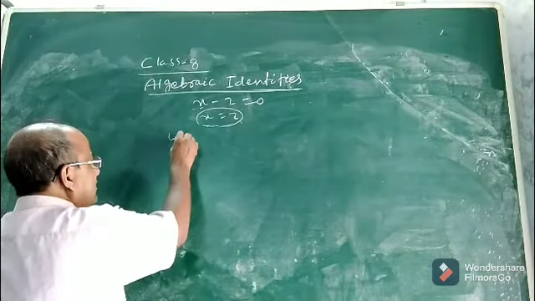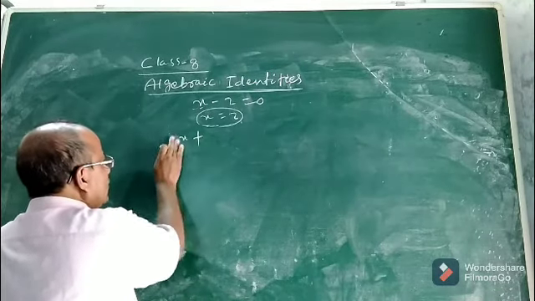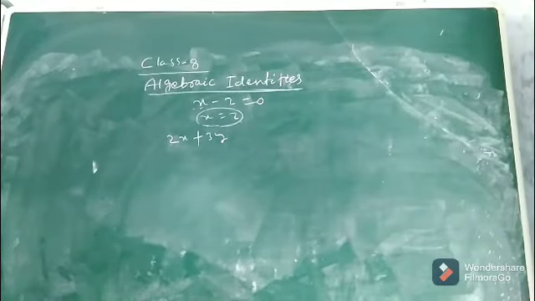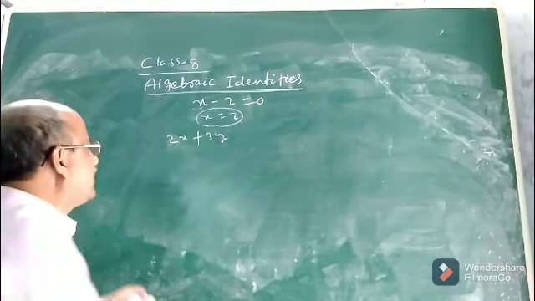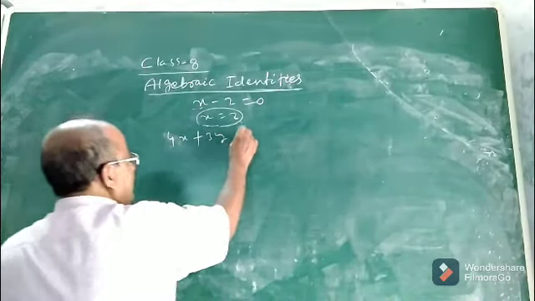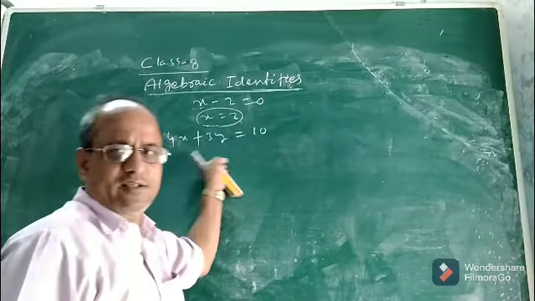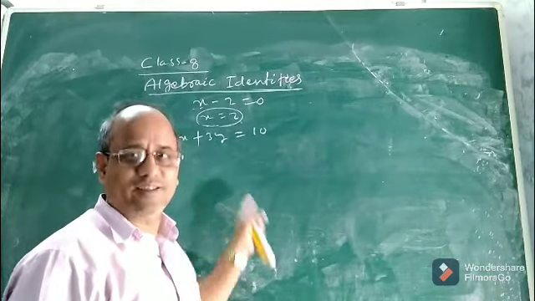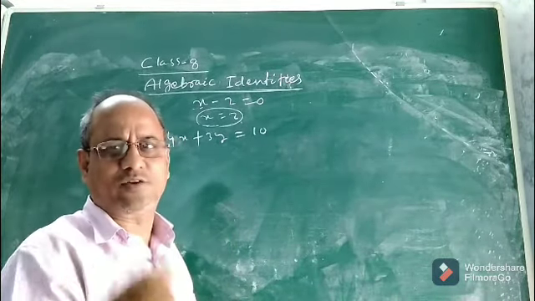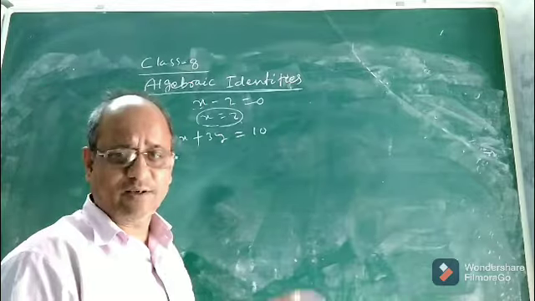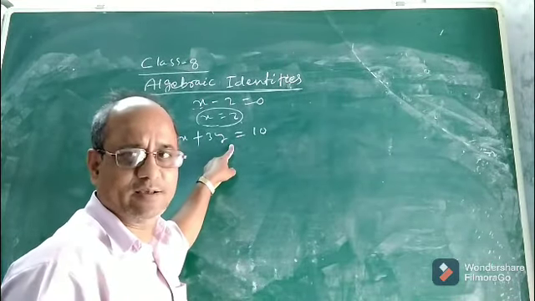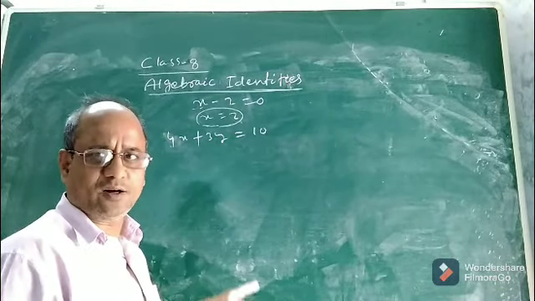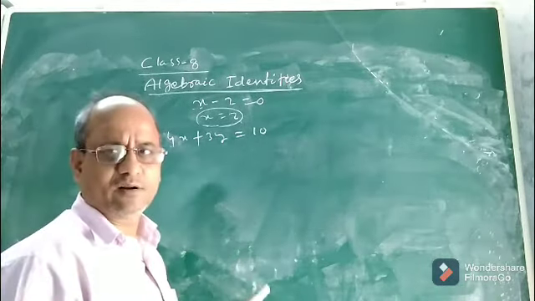Now let us take another one. Suppose you are given 4x plus 3y equal to, suppose, 10. Now consider this. This is again an equation, but it is a linear equation in two variables. Of course, it is not in our course. It will be taught in class 9. There are two variables, x and y, and the power of x and y is 1 in both the terms. So it is a linear equation in two variables.